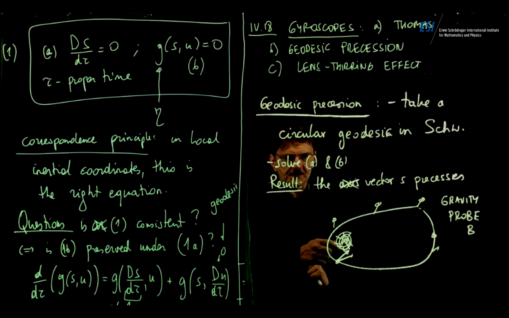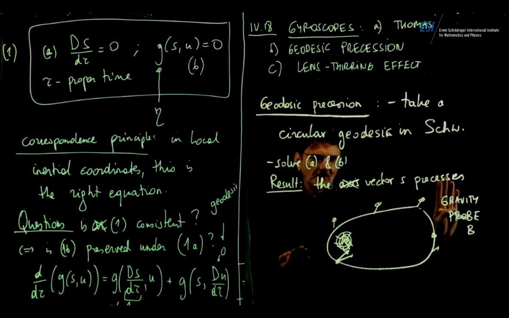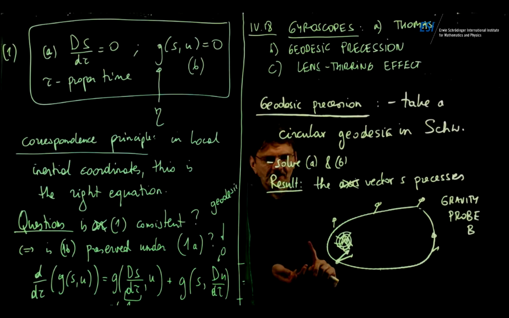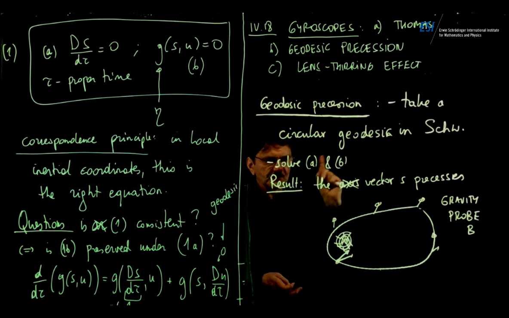I think that the precession will be around the normal to the plane, right? So what else could it be? You have a plane where the motion happens, you have a normal vector, and if there's a precession, it can only precess around this vector here. So it's going to change its direction every time you go around.